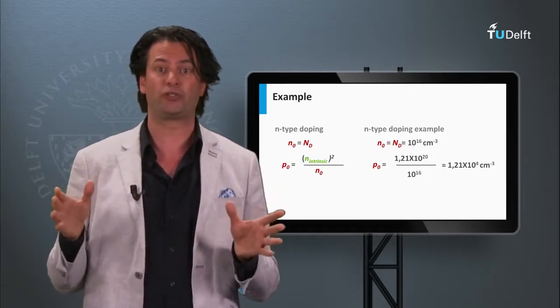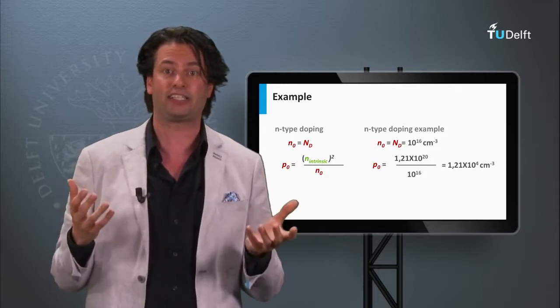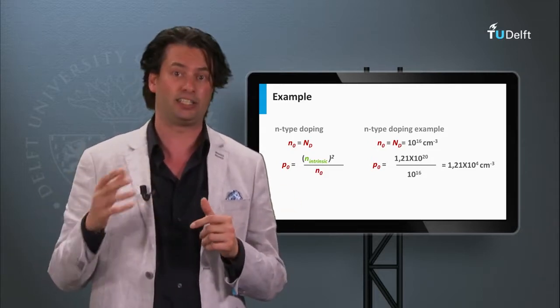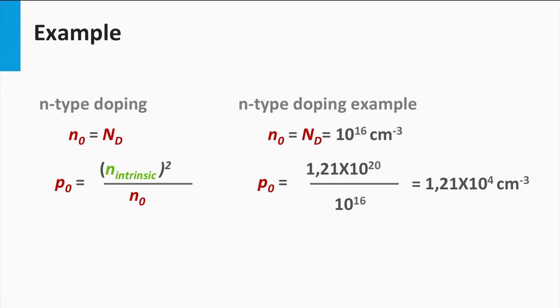So p0 is equal to the square of the intrinsic charge carrier density divided by the electron density n0. So the hole density is given by 1.21 times 10^20 divided by 10^16, and then we get a hole density of 1.12 times 10^4 per cubic centimeter.